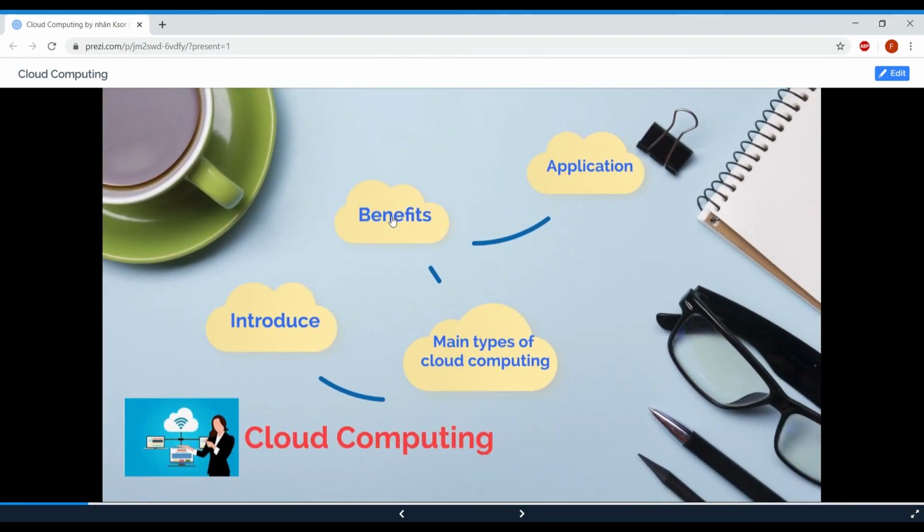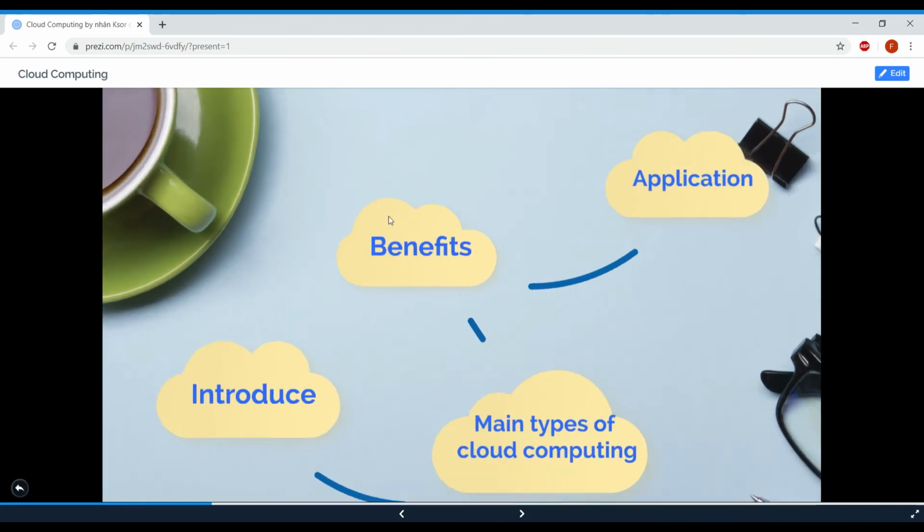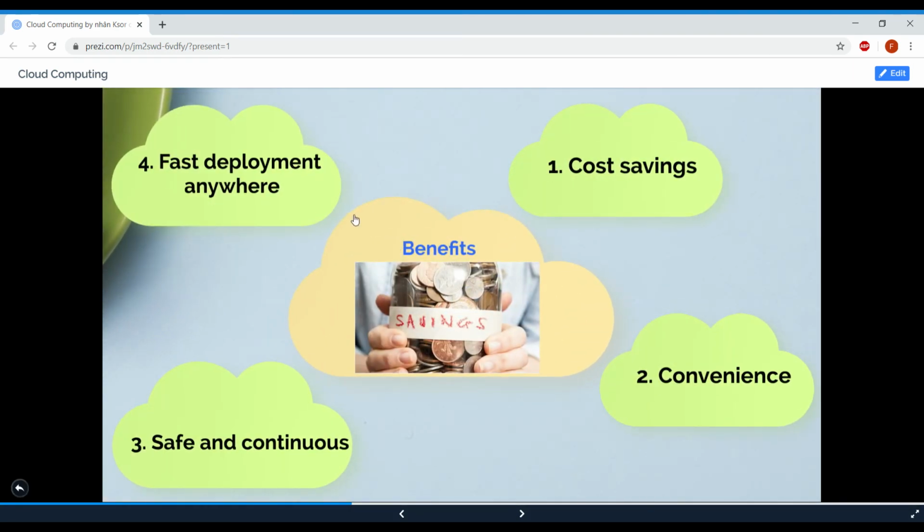Next to the main types of cloud computing, we move to benefits. Cloud computing has four benefits. One is cost savings, two, convenience, three, safe and continuous, four, fast deployment anywhere.